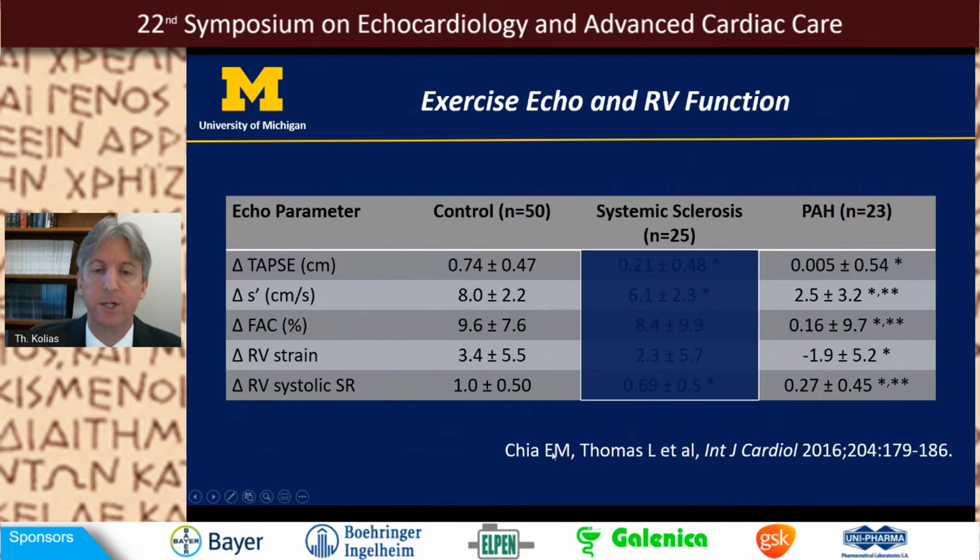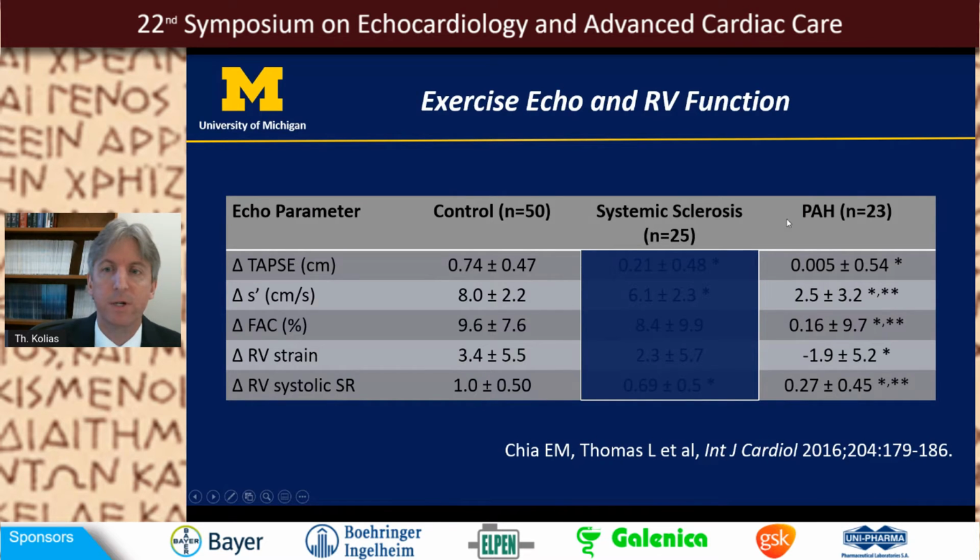This is a study by Chia and colleagues in Australia, where they looked at a group of normal controls as well as a group of patients with systemic sclerosis without known pulmonary hypertension, and then patients with pulmonary arterial hypertension. And they did resting and exercise echo, and they measured the change in each of these parameters with exercise. And you can see in control patients, the TAPSE significantly increases, S prime increases, fractional area change increases, and RV strain and systolic strain rate also increase.